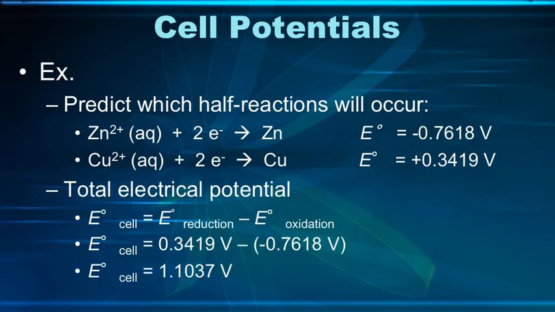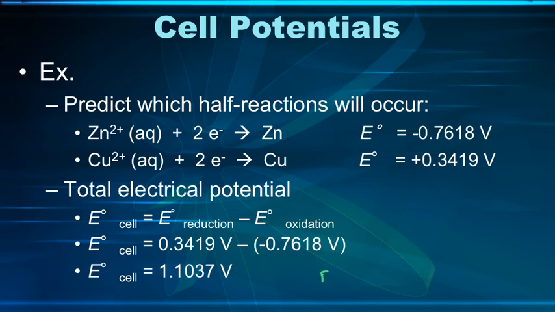Then in order to figure out the voltage of this battery that's made out of zinc and copper, you will look at the cell potentials, and here is your equation. The cell potential, or if you want to just think of it as voltage, is equal to the reduction potential minus the oxidation potential. So in this case, the reduction potential is positive 0.3419 volts, minus negative 0.7618 volts, and you would get a positive 1.1037 volts. So that battery's got about 1.1 volts to it.